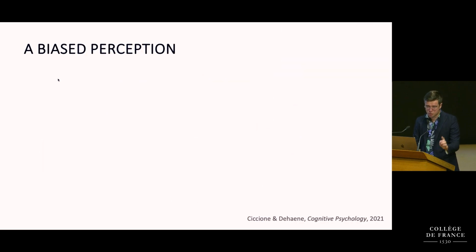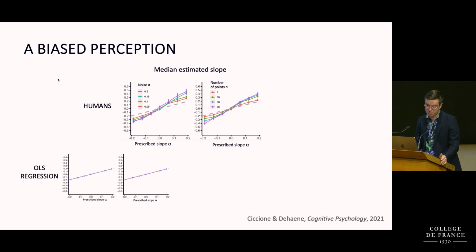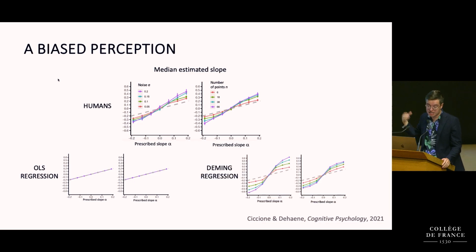And just to tell you one thing, this perception is biased. When we ask participants to adjust the line on the scatter plot, we find that people tend to overestimate such a regression depending on the level of noise and the number of points. And this is not what should be done if you do ordinary least squares regression, because if you minimize the vertical distance of the points to the fit, this gives you an unbiased estimator. It shouldn't be affected by noise or number of points. This is not the case for Deming regression. As in humans, in Deming regression, when we minimize the orthogonal distance of the points to the fit, these parameters play a role.